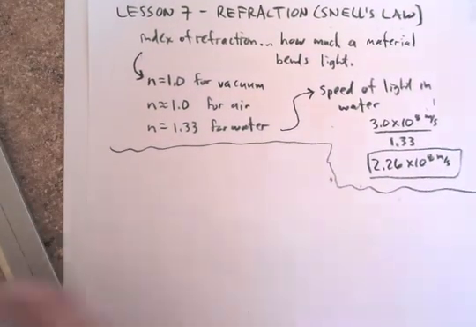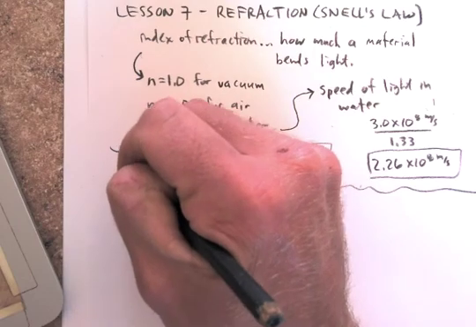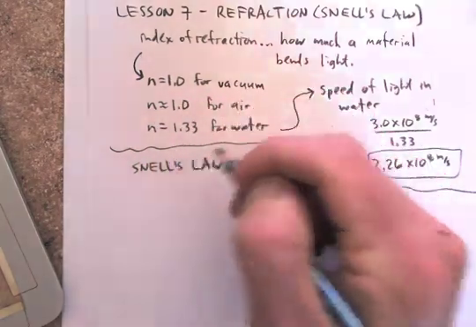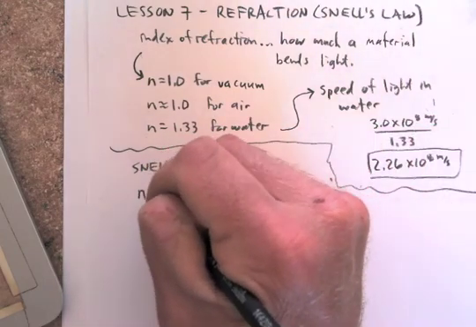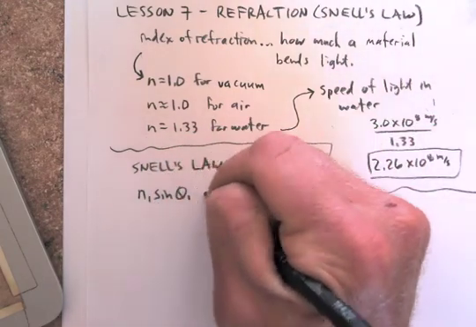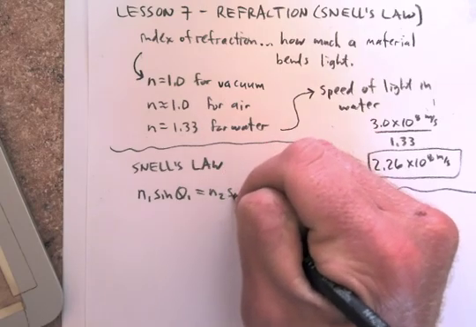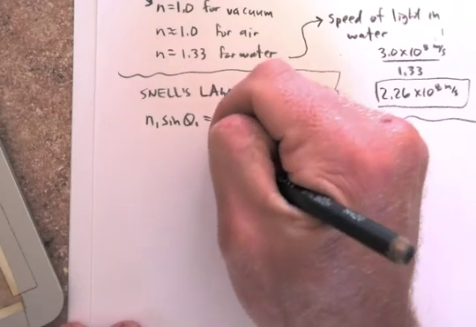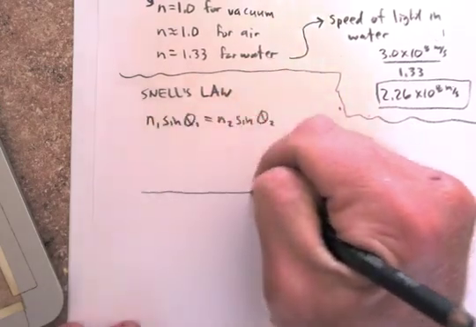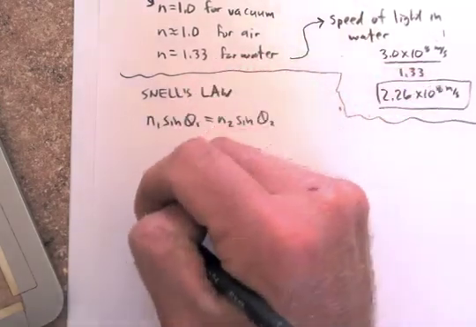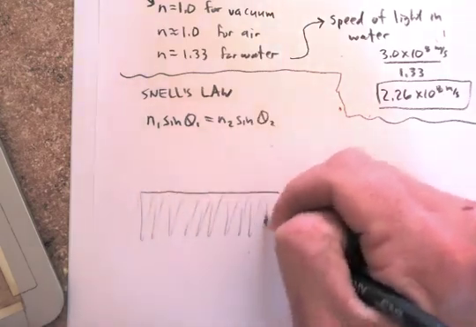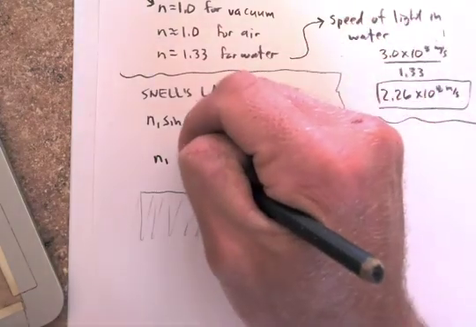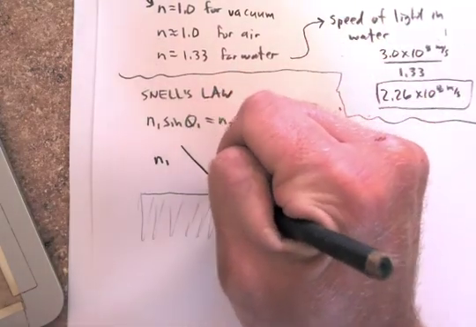Okay, here's the math you're going to have to do. Here's Snell's law, the equation for refraction: N1 sine theta 1 equals N2 sine theta 2. And your situations will look like this. You have a pane of glass or something, we'll say water. So this is going to be N1, which would be like your air. The light's coming in, hitting.